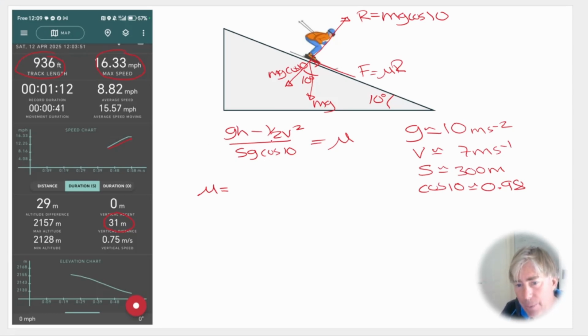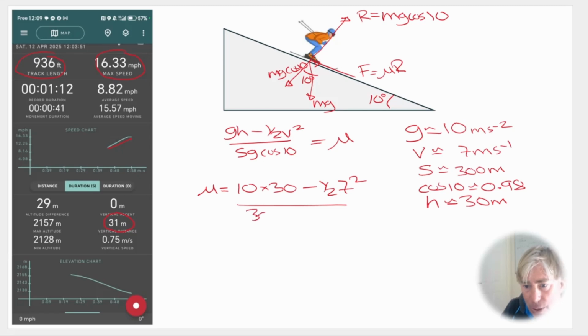So we've now established a relationship between mu, the frictional coefficient of snow on skis, or skis on snow, and the parameters that we recorded, and also the value of g. So if we just plug things in, on the top we get gh. So h was, I haven't written this down, about 30 meters. So gh is going to be 10 times 30 minus a half times v squared, so that's 7 squared, all over sg, which is 300 times 10, and then multiply that by cos 10, which is approximately 0.98, it's more or less 1 actually.